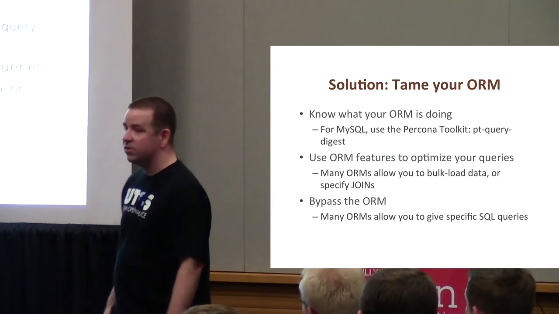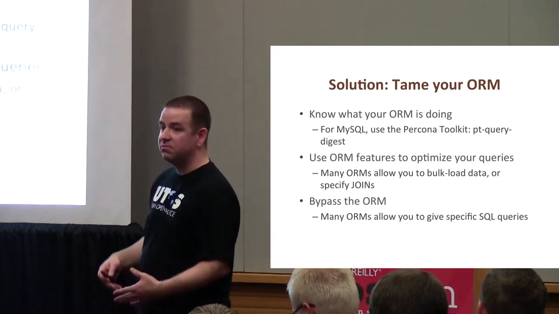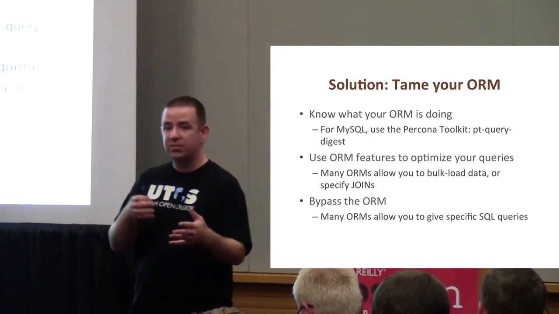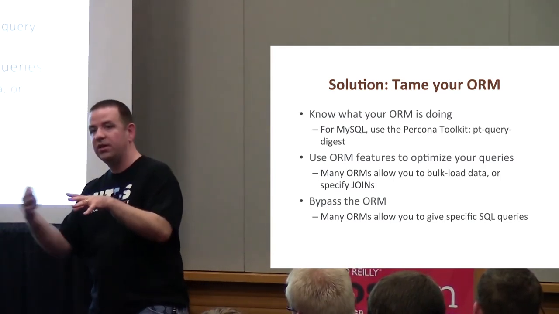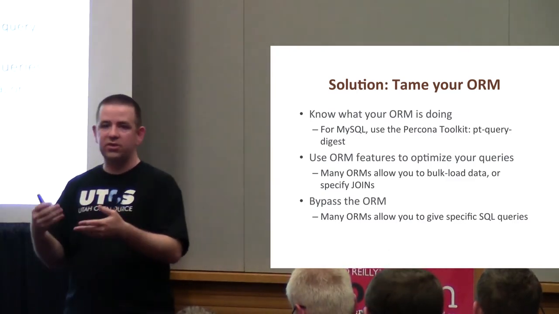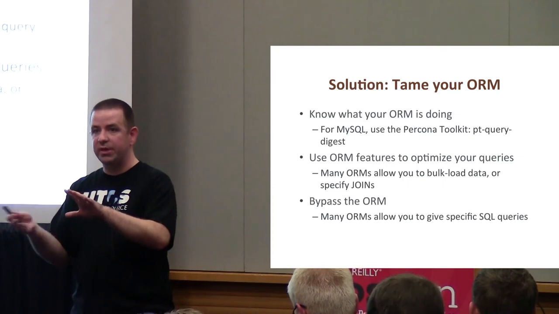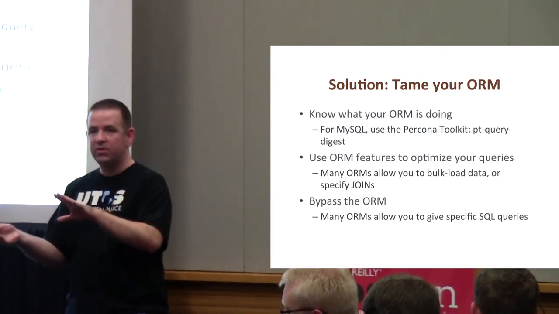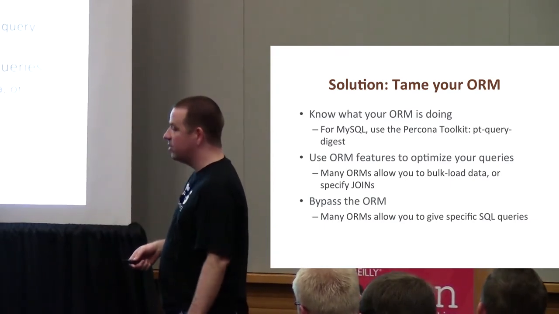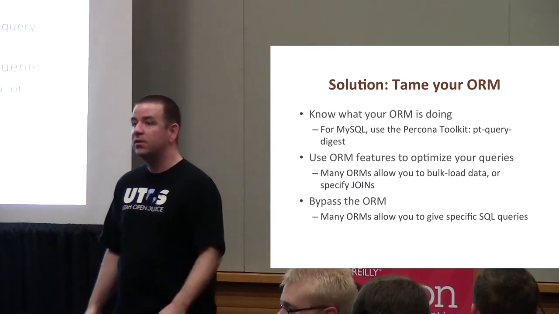So use ORM features. Like I said, the ORMs have features that will allow you to bulk load your data, bring it all in at once, or to specify join conditions. You know, I want to get this data and bring in the stuff from this table. And if you do it wrong, it'll actually do it. There are different ways to do it, so you have to understand that. So some ways it will basically loop through and get the data one at a time from the second table. In other ways, it'll get it all at once. So you have to understand what the best way is for your ORM to get that data out. How do you feel about complex object graphs?